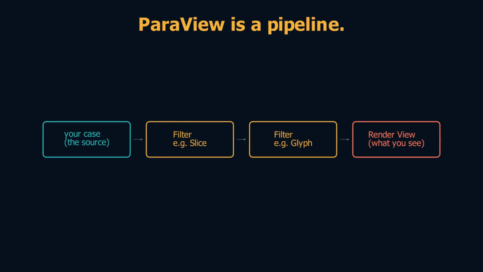Every ParaView tutorial you'll ever watch is just someone building one of these chains. Once you see the pipeline, the hundreds of buttons become a menu of filters to snap on.